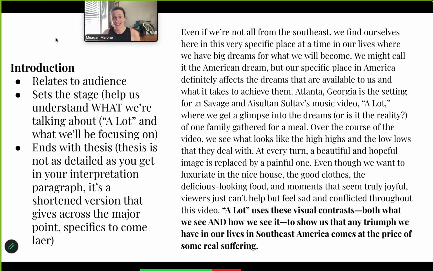So here's my thesis that I'm going to use elements from the music video to interpret and then to use context to support. A Lot uses these visual contrasts, both what we see and how we see it, to show us that any triumph we have in our lives in Southeast America comes at the price of real suffering. So we could go into the rest of that, and I have a whole essay that I could share with you, but that's the introduction.